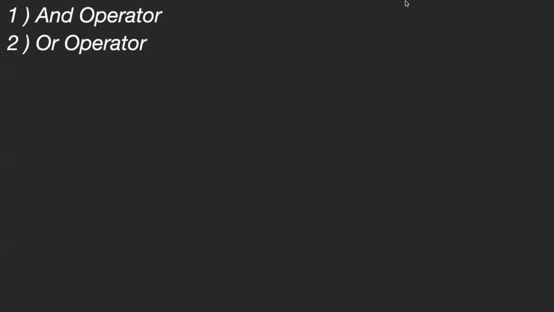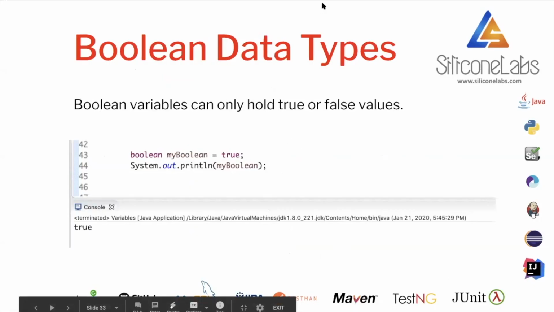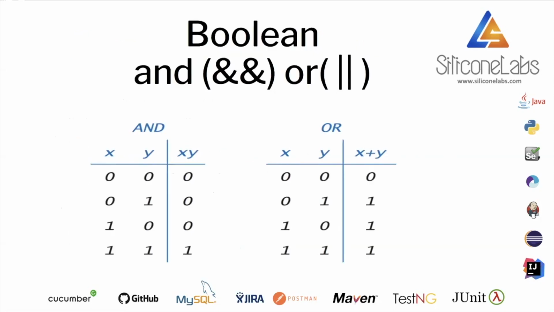So let's get started. In this slide, as you can see, we are declaring a Boolean data type, and we are printing that out in the console. So let's check this table. We have AND and OR operators. These zeros represent false and these ones represent true. In different conditions, in AND and OR operators, these true and false values are getting different results.